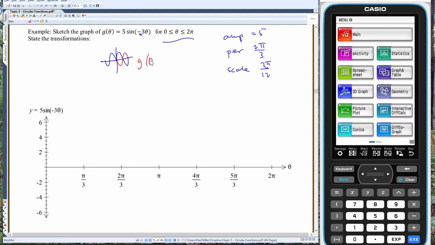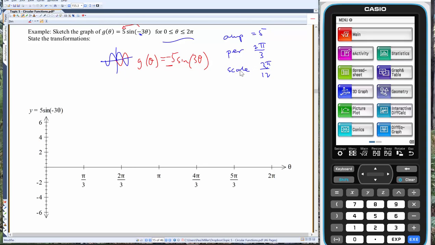So I'm actually going to say g of theta is equal to negative 5 sine 3 theta. Okay, and I can conclude that for that reason that negative sign will go to there because it'll yield exactly the same result. Now, because it's there, it allows me to sketch this a lot easier.